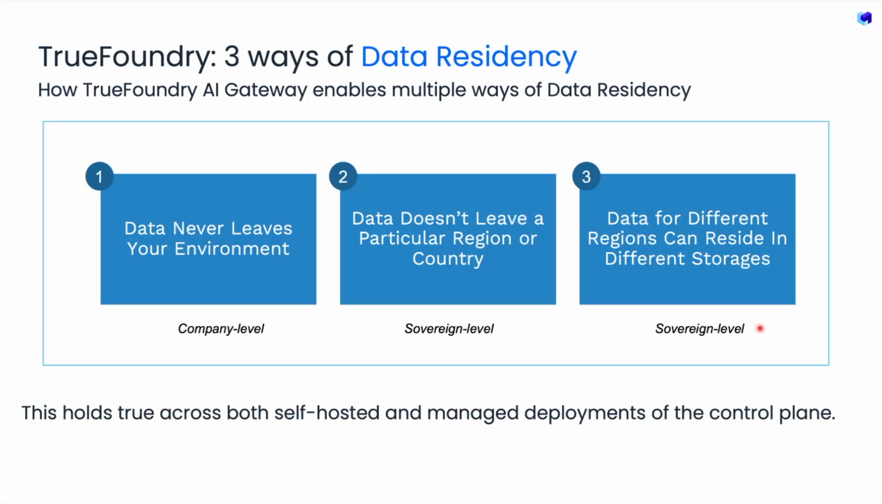There are three primary ways in which data residency is enabled in TrueFoundry. The first one is at a company level where the data never leaves your environment. This means whatever requests are flowing through your applications, they are never leaving your own environment. So it's completely controlled. The second is that data does not leave a particular region or country. So this is a sovereign level data residency. And finally, data for different regions can reside in different storages, which is also made available by TrueFoundry. Be sure to note that this holds true across both self-hosted and managed deployments of the control plane.